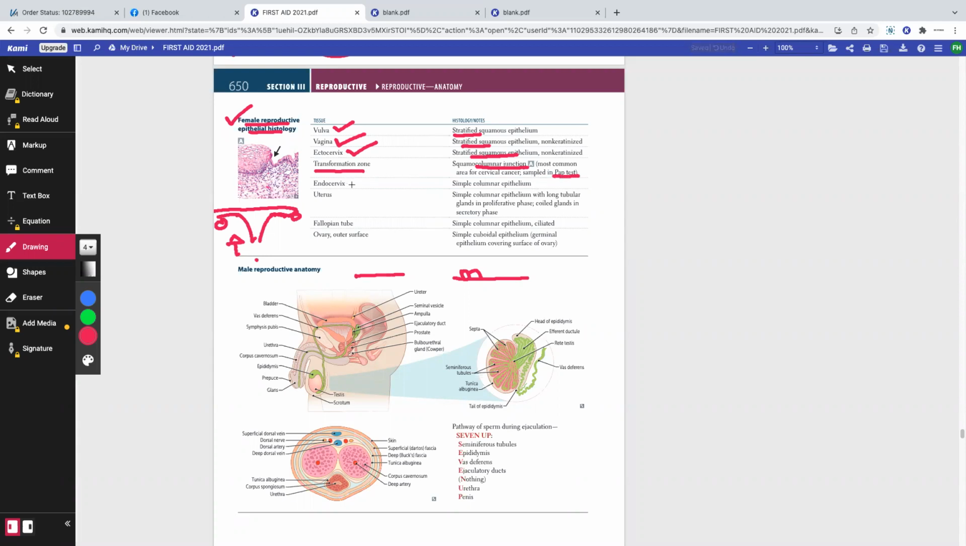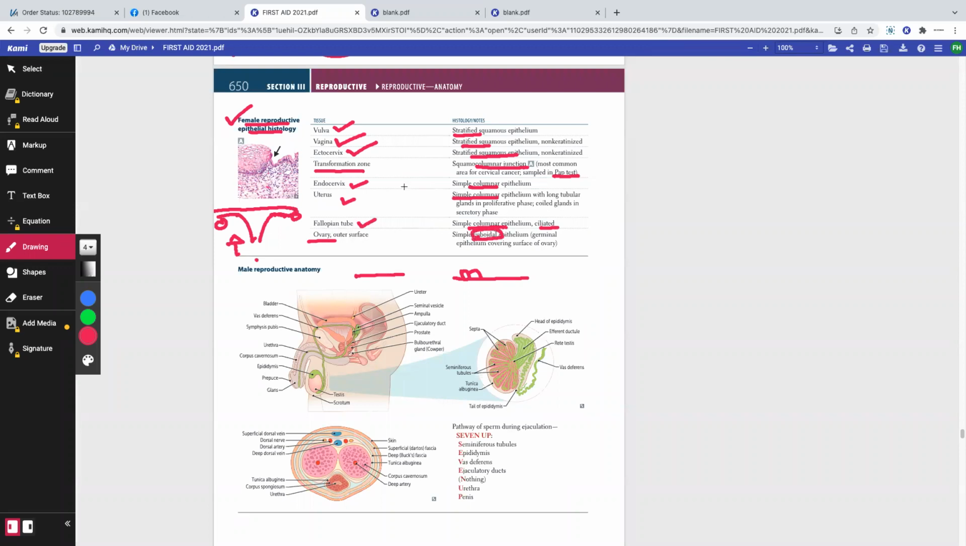Very, very high yield. Next one is the endocervix. The endocervix is, once again, simple columnar because it's not at risk of friction. The uterus is also simple columnar with glands, okay, with long tubular glands or coiled glands. The fallopian tube is obviously columnar with cilia because fallopian tubes are responsible for moving the ovum from the ovaries all the way to the ampulla. Okay, so that's that. Next one is the ovaries. Ovaries are cuboidal.